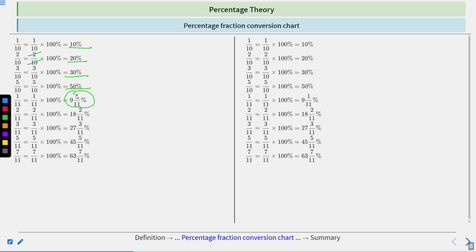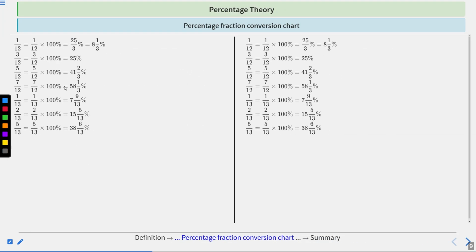So when you get 2 by 11, multiplying by 2, we get 18 2 by 11%, 3 by 11, 27 3 by 11%, 5 by 11, 45 5 by 11%, and so on, you get it.